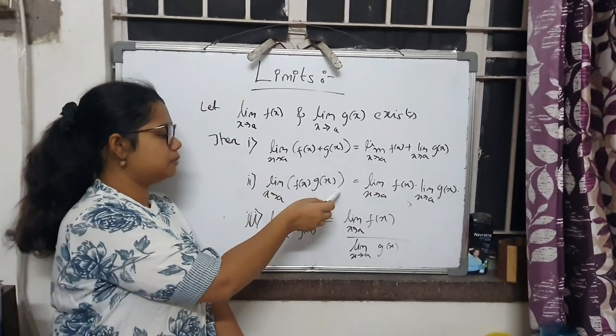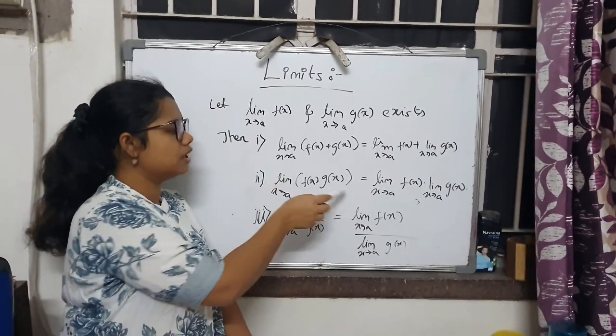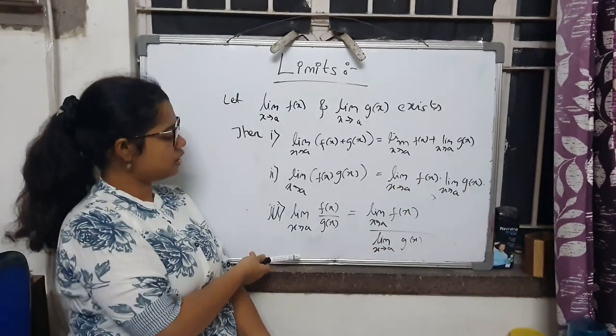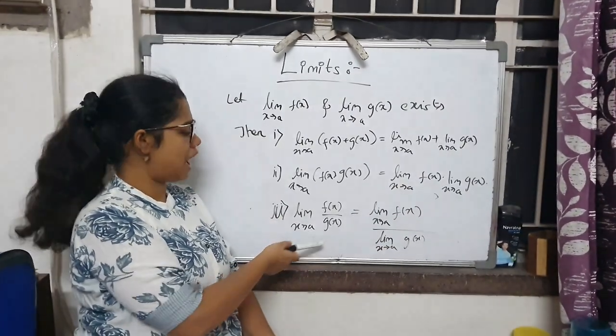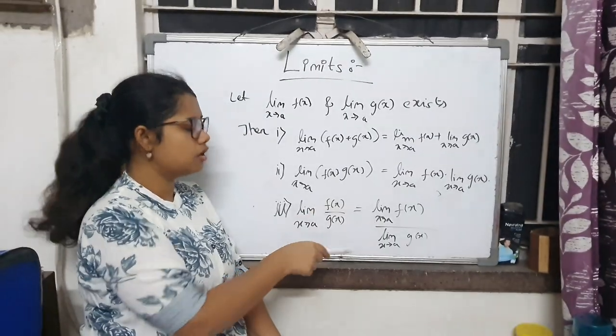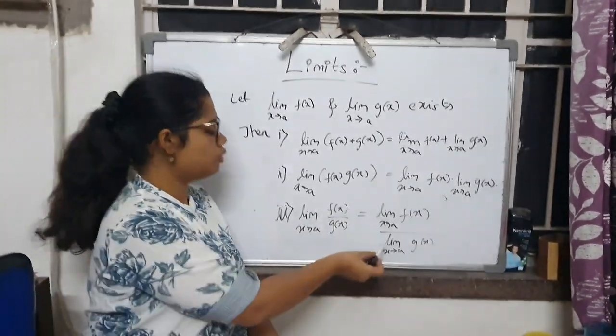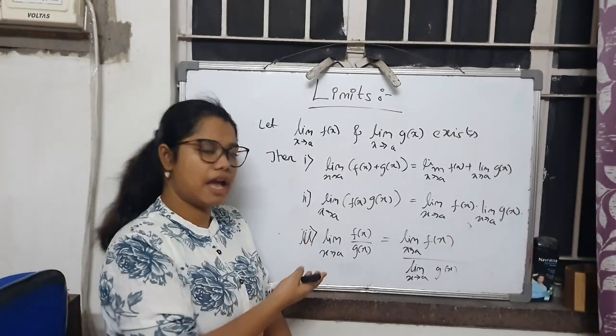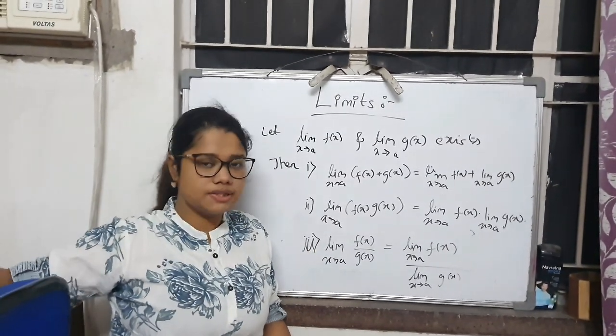Similarly, if we have multiplication, then again this whole limit can be broken down and written separately. Similarly, the division rule is also applicable, but here you have to keep in mind that the denominator limit is non-zero. Then this last operation will also be valid. This can be checked using very simple examples.